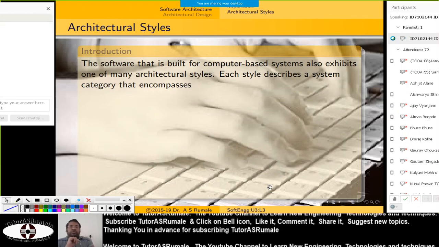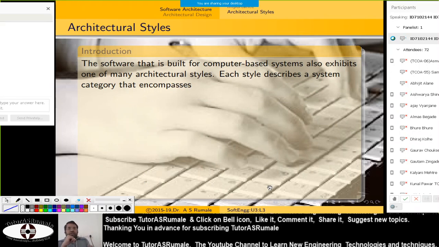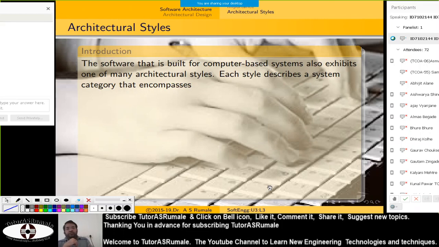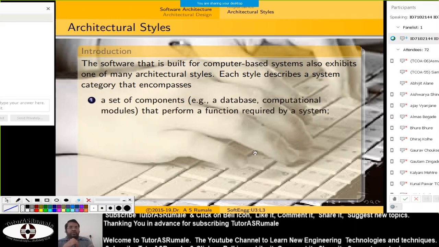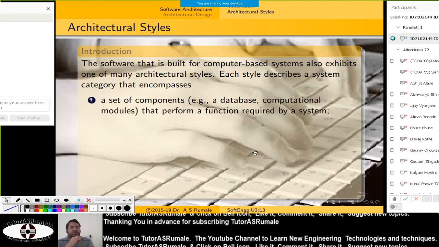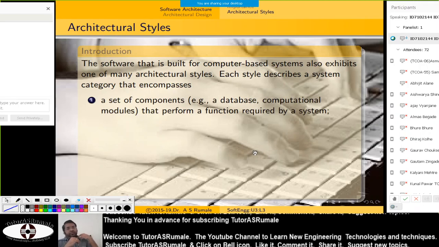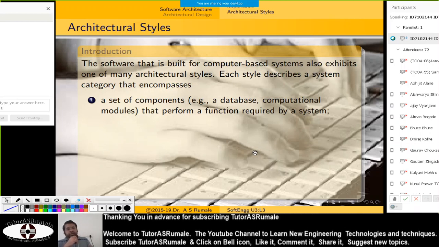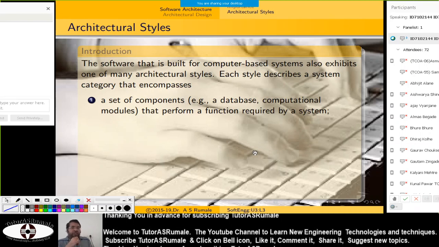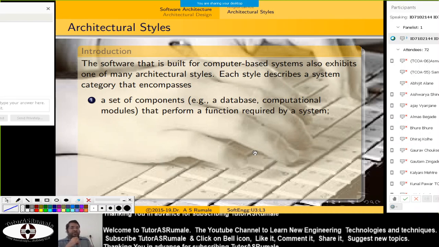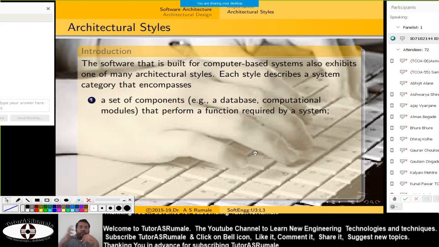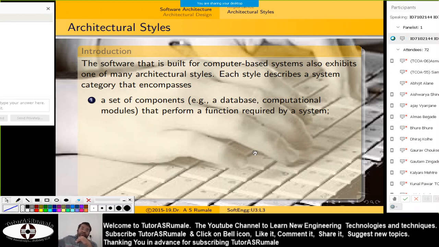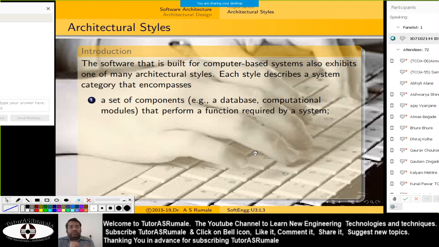so that the software can stand the competition. So now we are going to see the different architectural styles. Software that is built for computer based systems exhibits many of these architectural styles, and every style has something different. First, these styles have a set of components. For example, your database, computational modules, graphical user interface, command line interface, and communication interfaces. All those are called the set of components. For example, maybe your software is required to communicate with a printer, with a fax, or with another system.